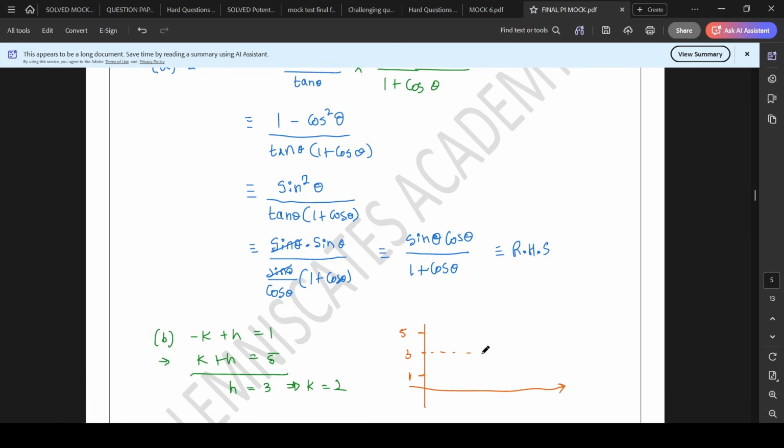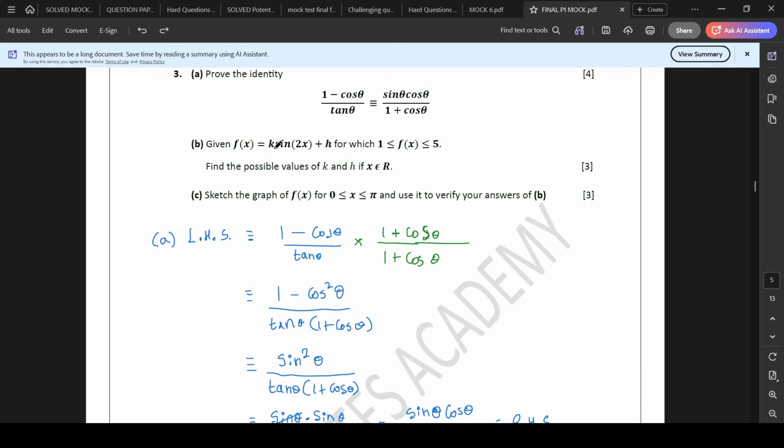If I draw the dotted line for the middle value and then draw the graph over here, my graph is going to look like this. Of course, the graph can continue in the negative domain also. But it's important that we understand that k can also become minus 2. I know that the sin x graph goes like this, but the minus sin x graph starts from the bottom and goes like this.